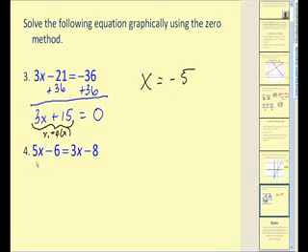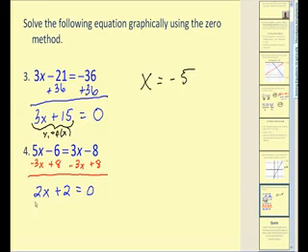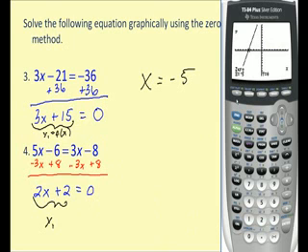Let's go ahead and try it on number 4. So to set it equal to 0, we'll subtract 3x on both sides. At the same time, we'll also add 8 on both sides. So the result would be 2x plus 2 is equal to 0. So we'll go back to our graphing calculator and graph y1 equals 2x plus 2. Of course, now that we have it in this form, you could probably solve this equation mentally. But let's go ahead and take a look at the graph anyway.